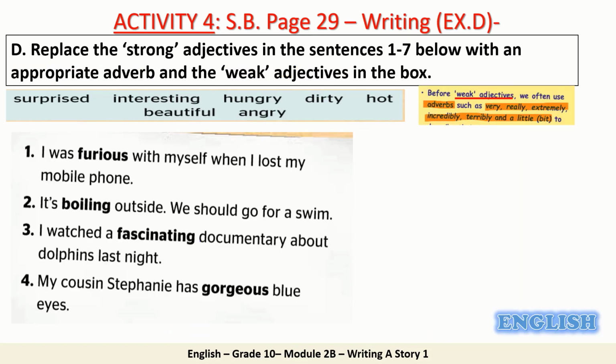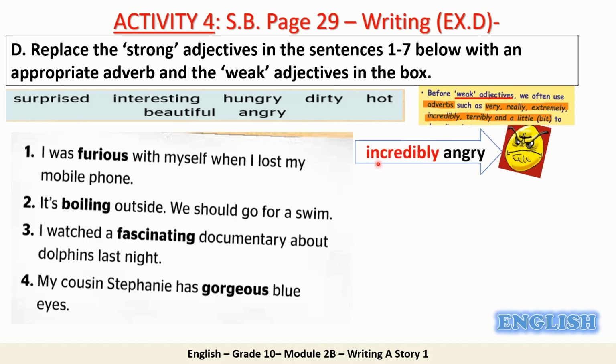Let's check the answers of exercise D together. 1. I was furious with myself when I lost my mobile phone. Furious is a strong adjective. It means incredibly angry. Incredibly is an adverb, and angry is a weak adjective from the box. 2. It's boiling outside. We should go for a swim. Boiling is a strong adjective. It means extremely hot. Extremely is an adverb, and hot is a weak adjective from the box.